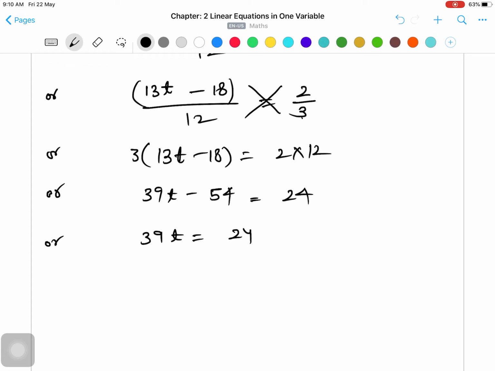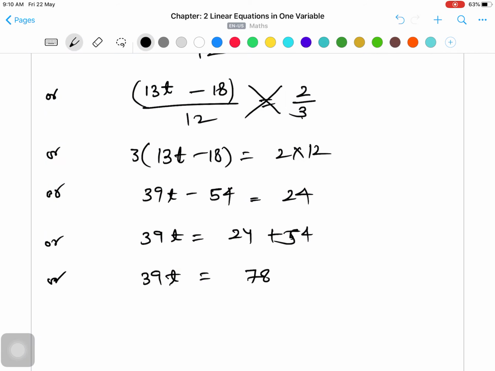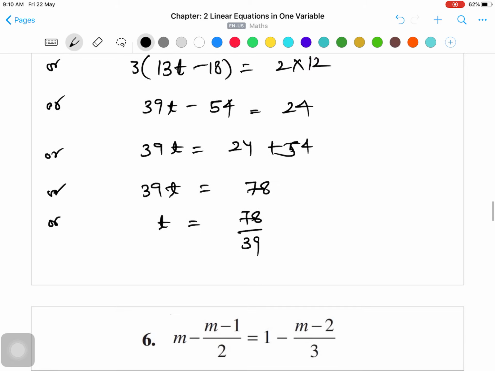So 39t equals 24. This minus 54 will become plus 54 on the right hand side. So 39t will be equal to 24 plus 54, which will be 78. So t will be equal to 78 divided by 39, and 78 divided by 39 is equal to 2. Hence the value of t is equal to 2. That's the answer of this equation.